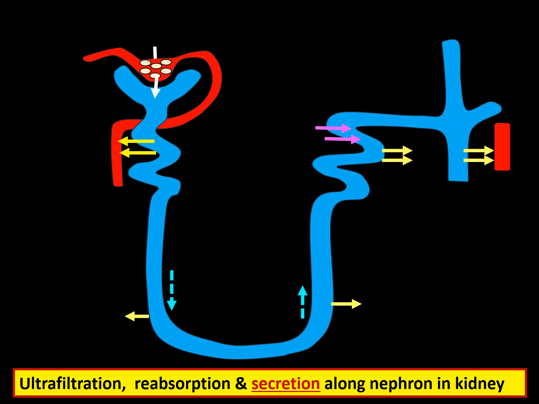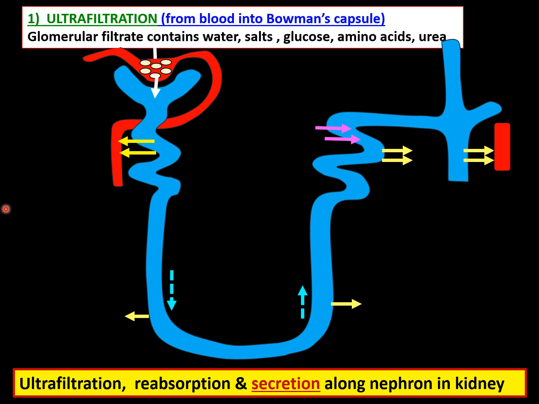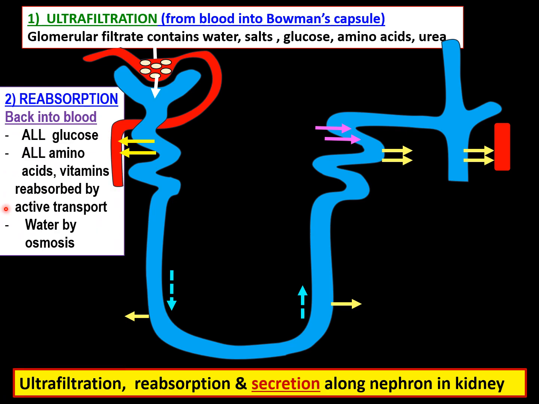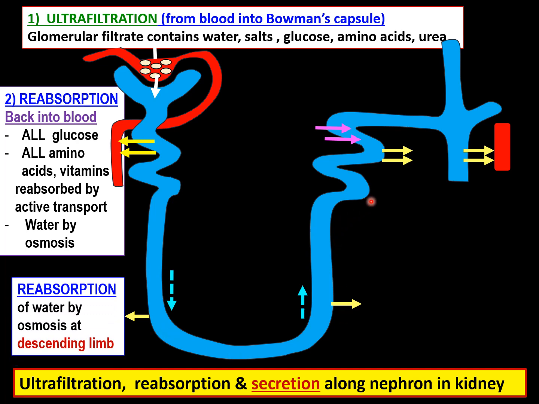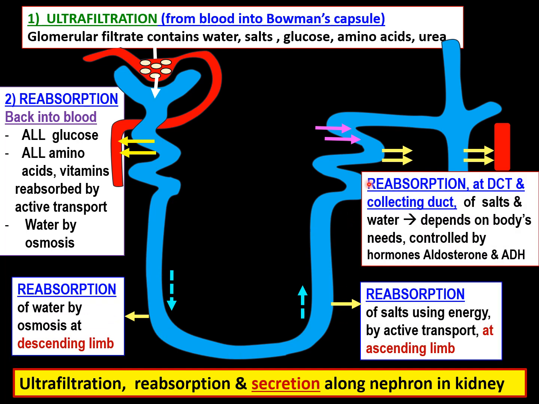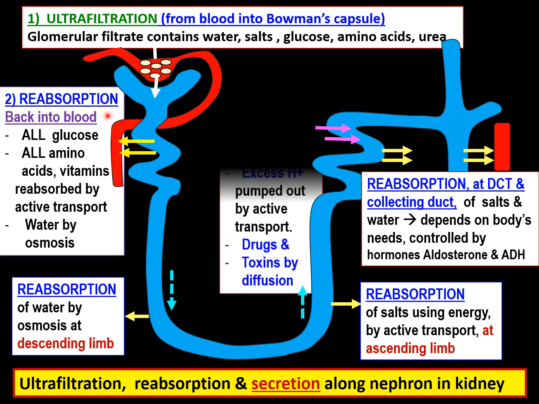We have already discussed two processes involved in urine formation. Firstly, there's ultrafiltration at the glomerulus and the Bowman's capsule. The second process is reabsorption at the proximal convoluted tubule, loop of Henle, distal convoluted tubule, and the collecting duct. Now the last process, the third process involved in the formation of urine, other than ultrafiltration and reabsorption, is secretion.